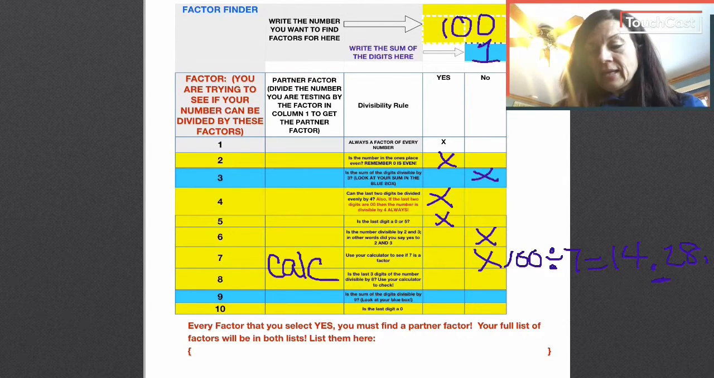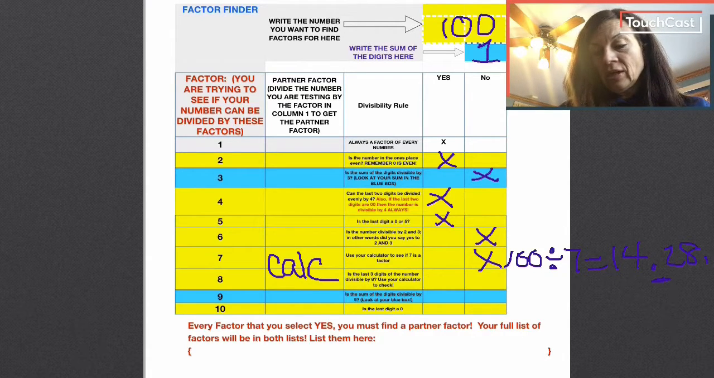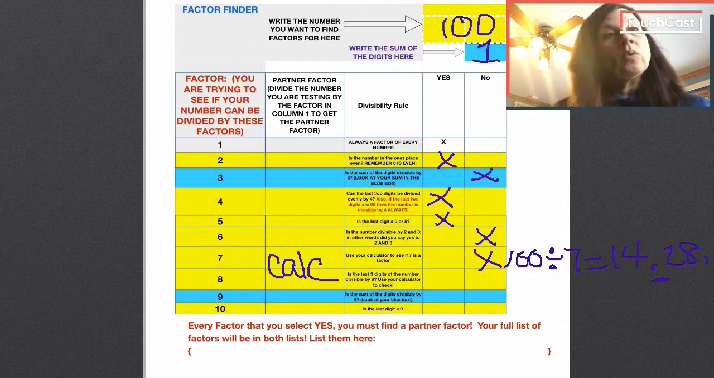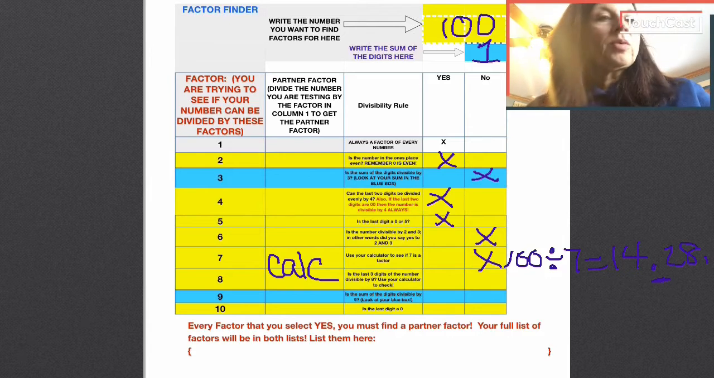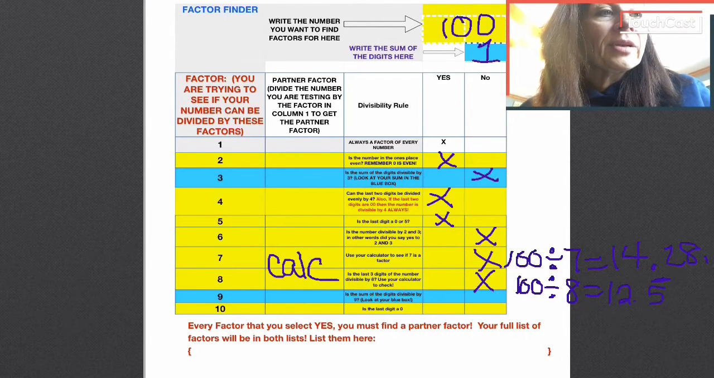Okay, for number 8, you will do the same thing. It says, is the last 3 digits of the number divisible by 8? Use your calculator. You can take the whole number and divide it by 8, or the last 3 digits. 100 divided by 8 equals 12.5. So that's also no, because there's a decimal.